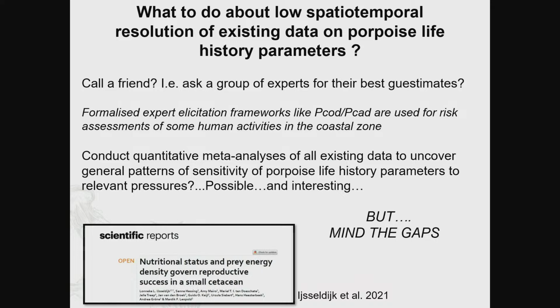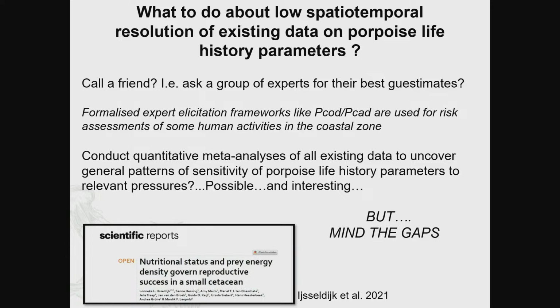There is one opportunity, call a friend, which in the scientific world can be translated into something called expert elicitation frameworks, where you actually invite a lot of experts simply to guess what would be the likely pregnancy rate of animals exposed to these conditions. That has been done, and it is being used. And then some have started to simply collect all the studies and all the data that we have, and run meta-analyses on something like pregnancy rates, for instance, or age of maturity.